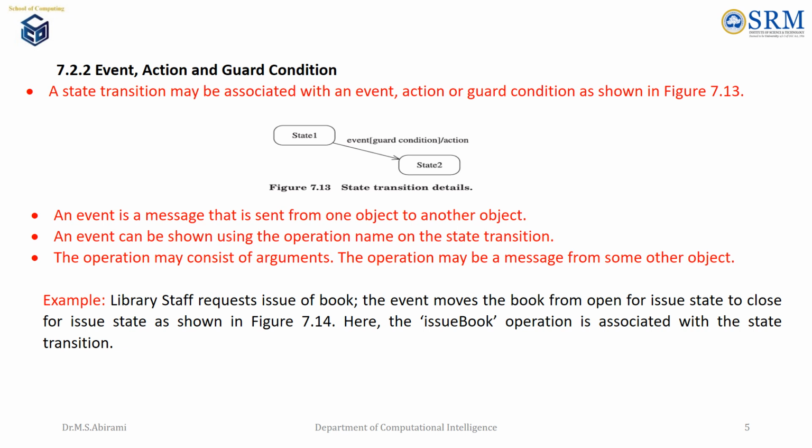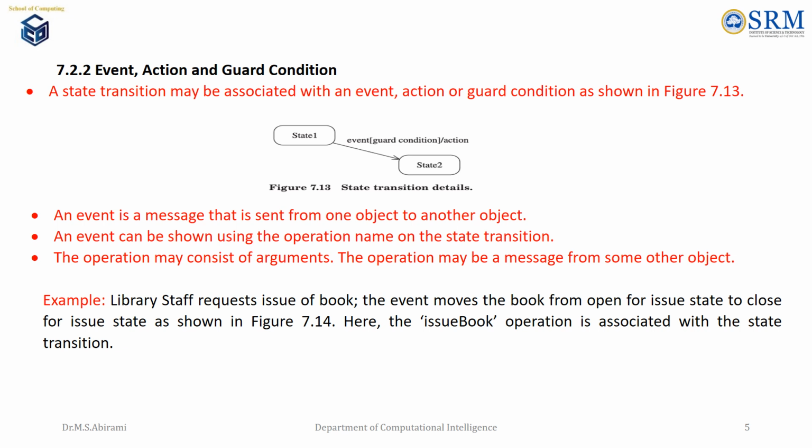An event is a message that is sent from one object to another object. An event can be shown using the operation name on the state transition. The operation may consist of arguments. The operation may be a message from some other object. For example, library staff request issue of book. The event moves the book from the open for issue state to the closed for issue state, as shown in figure 7.14.